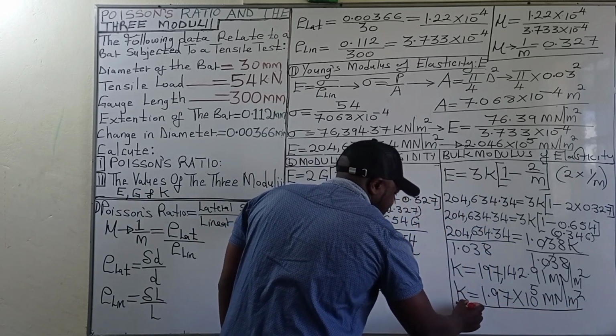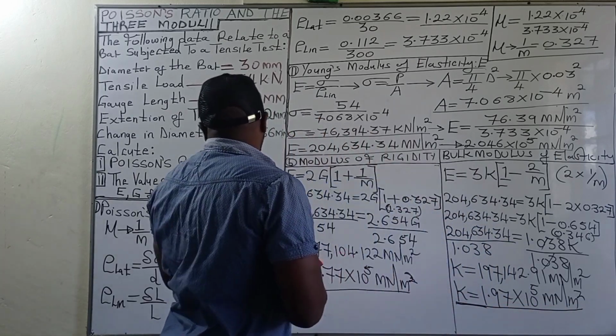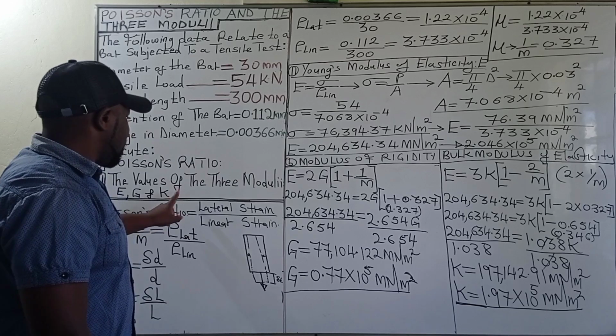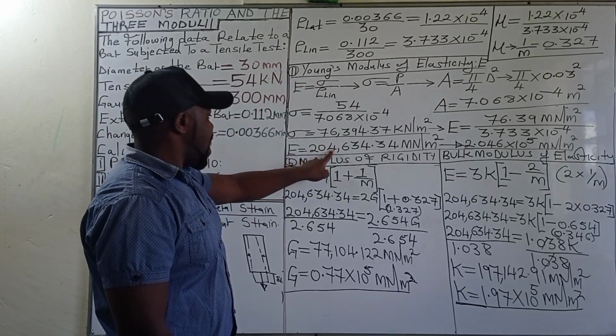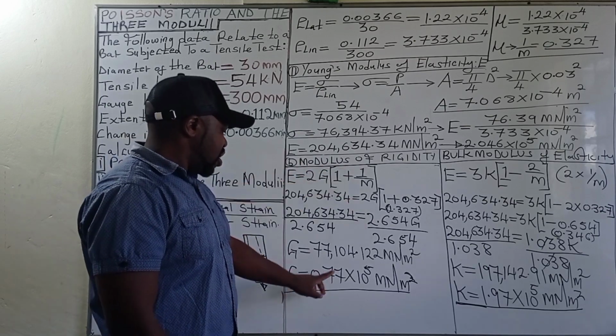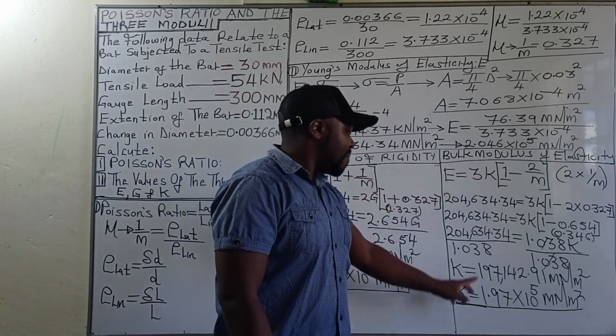And that's how we go about it. So we have determined the Poisson's ratio and the 3 moduli, that is the Young's modulus of elasticity, the modulus of rigidity, as well as the bulk modulus.